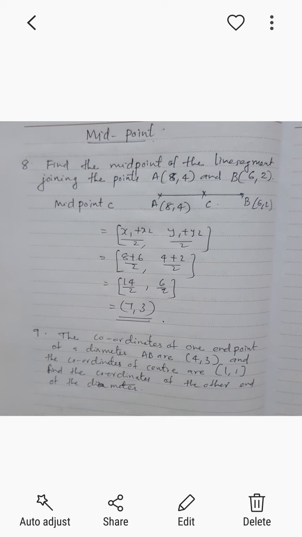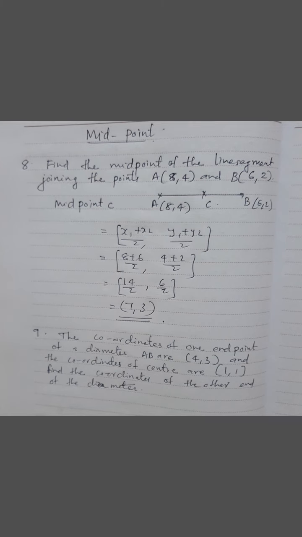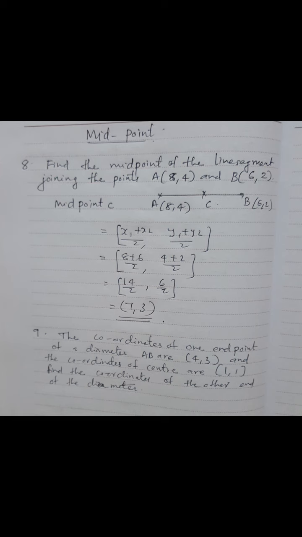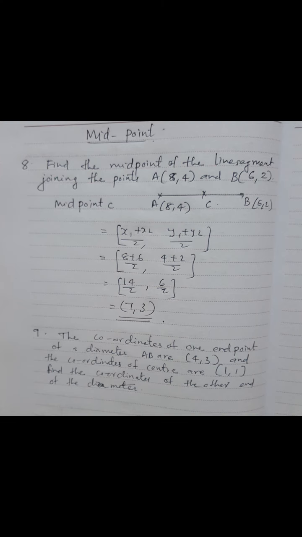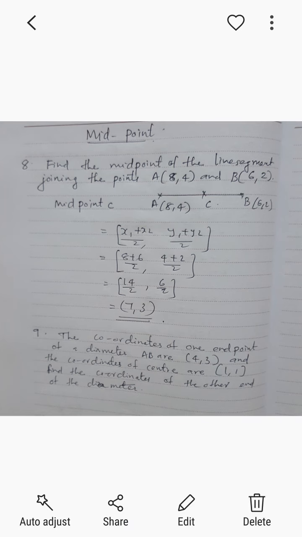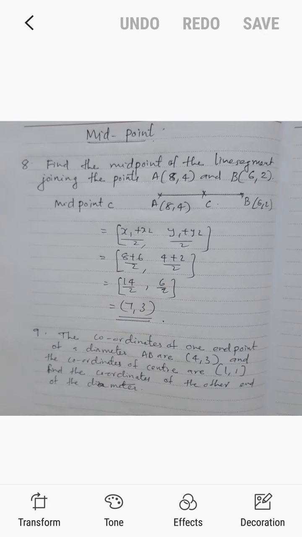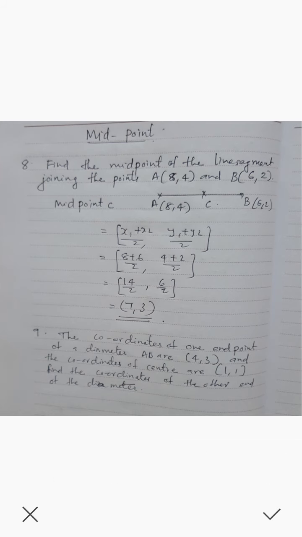Next problem is using the midpoint formula. We have derived the midpoint formula from the section formula. What is it? If x1, y1 and x2, y2 are the endpoints of a line segment, its midpoint is given by x1 plus x2 by 2, y1 plus y2 by 2. The coordinates of the midpoint are x1 plus x2 by 2, y1 plus y2 by 2.